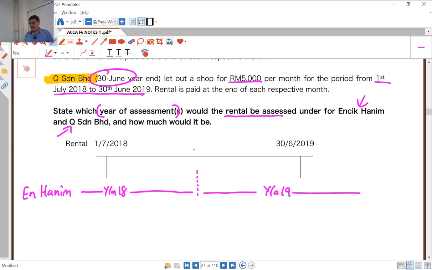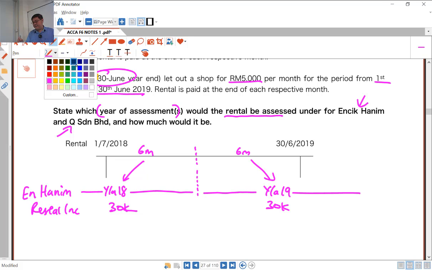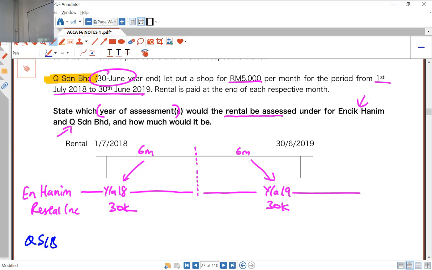So effectively, we are telling you the rental that you receive for this property, you must expect 6 months of the rental you will place under YA 18. 6 months of the rental you place under YA 19. So eventually your rental income will be YA 18, 5 times 6, 30K, YA 19, 30K. Now, that's quite straightforward, right? It's just like following the time, okay? Now, but if let's say we look at the company, how would that be different?